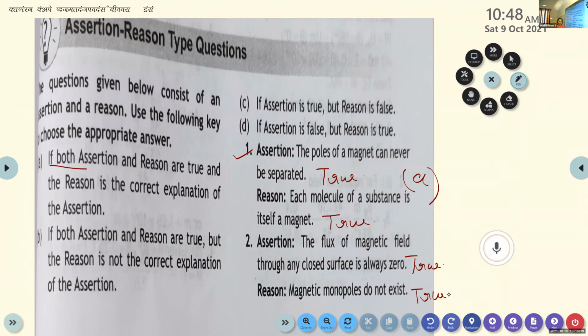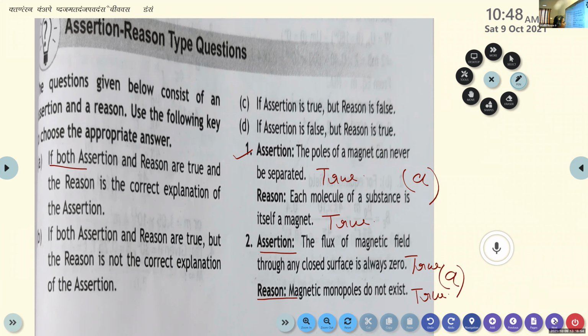If you consider any type of magnet, it must consist of two poles, north pole and south pole. Magnetic field lines move from north to south outside the magnet and south to north inside the magnet. The total number of magnetic field lines going outside will be equal to inside, so it will always be equal to zero. So the assertion is true, the reason is true, and the reason is the correct explanation. So here we have option A.